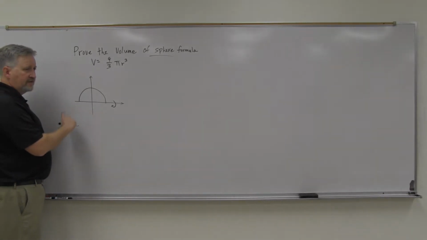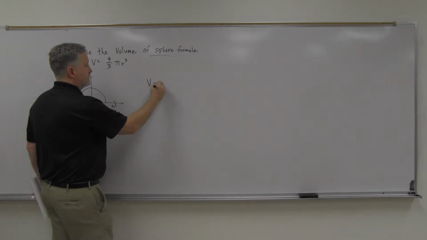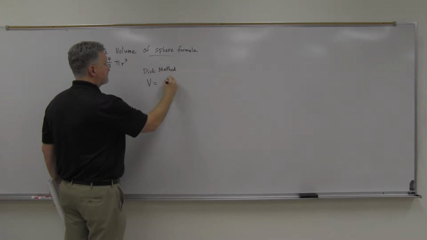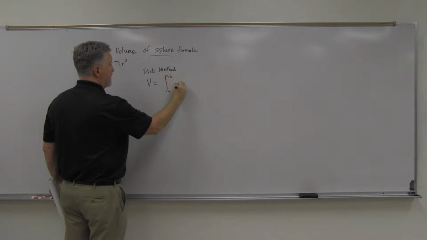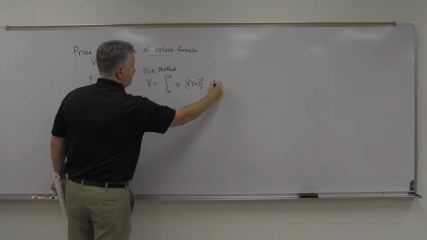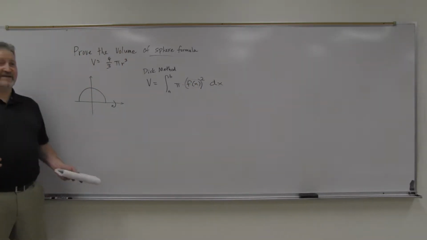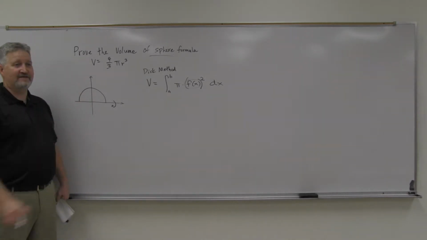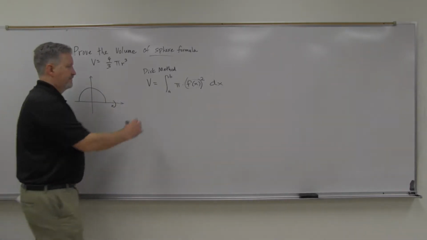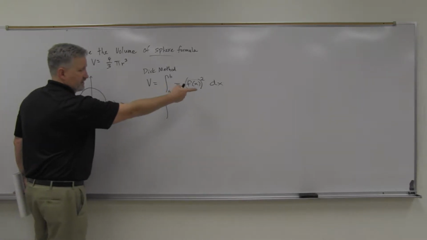Now, a couple of things. In the disk method, the volume is the integral from a to b of pi times f of x squared dx. So one of the deals is I've got to figure out my function. I know it's a semicircle, and the other issue is the limits here. I'm doing this with respect to x, right?